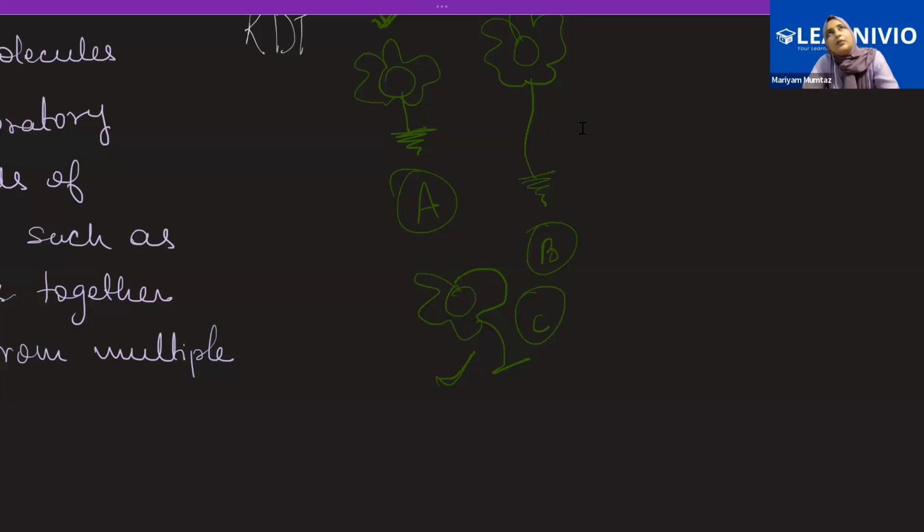A pairs up with T with three hydrogen bonds, right or wrong? Sorry, ma'am. A pairs up with T with the help of three hydrogen bonds, right or wrong? Wrong. What is the right thing then? It's a double bond. Wrong, how could you do that? But yes, you people are right. A pairs up with T with how many hydrogen bonds? Two hydrogen bonds, right? Okay, very good.